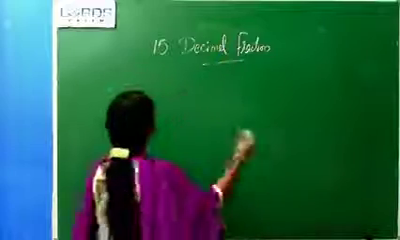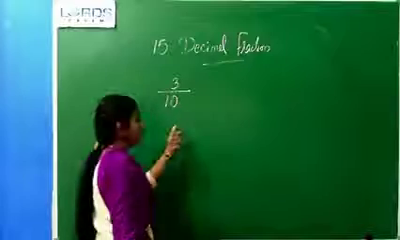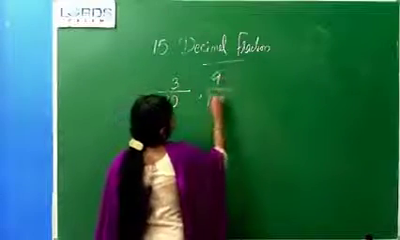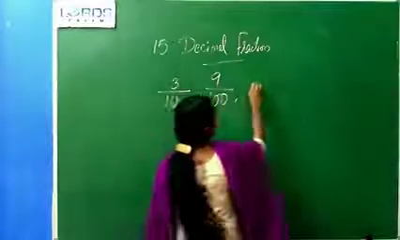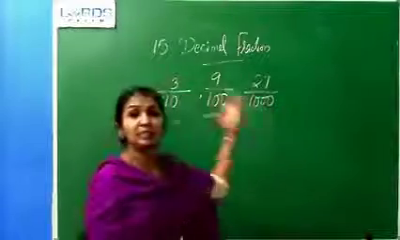So we can say it as 3 by 10. Here the denominator is 10. So we can say that this is a decimal fraction. Or if it is needed, we can say that it is 9 by 100, 27 by 1000. All these are called decimal fractions.